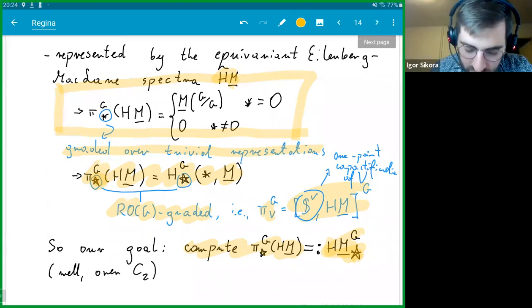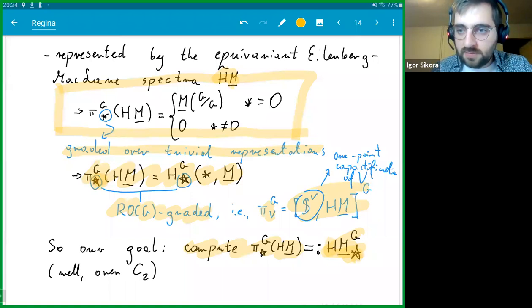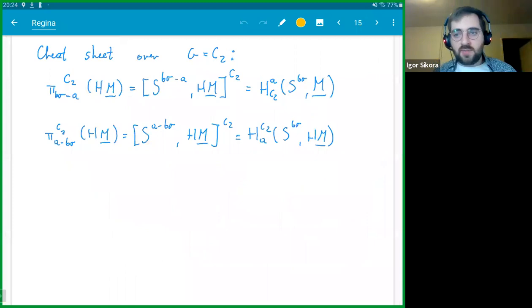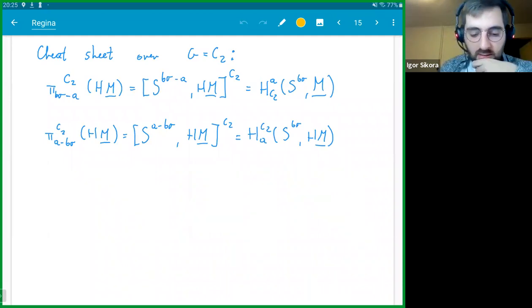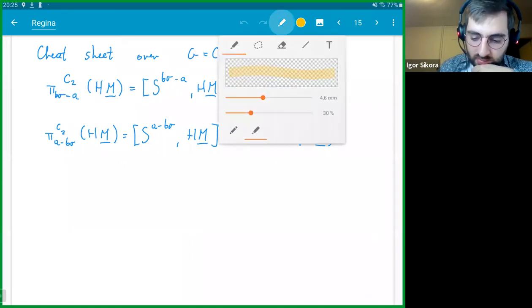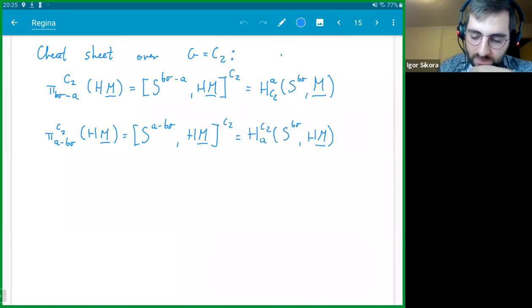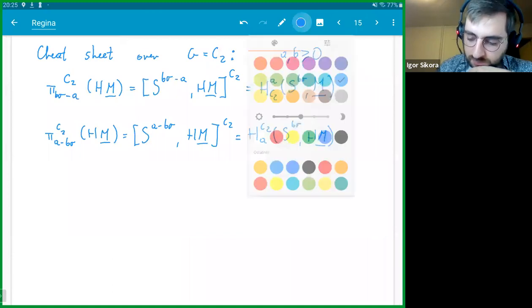Okay. Any other questions? Okay. Yes. So, I established our goal for this talk. Here I have also a small cheat sheet over C2. This cheat sheet is supposed to tell us how this homotopy is connected to homology and cohomology of some spaces. Here I forgot to write this, that A and B are supposed to be greater or equal than 0.